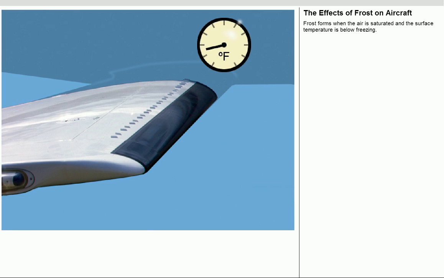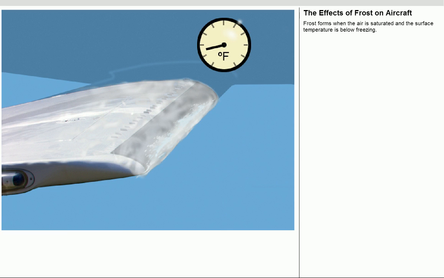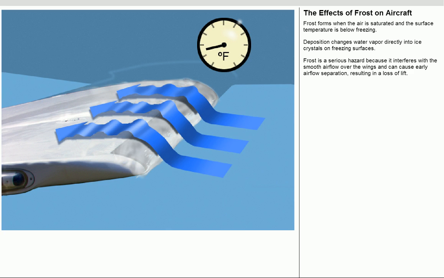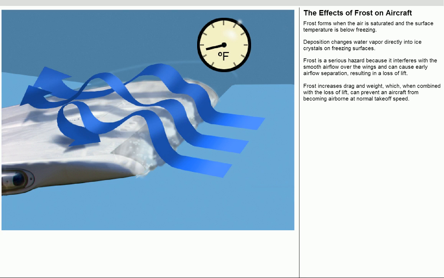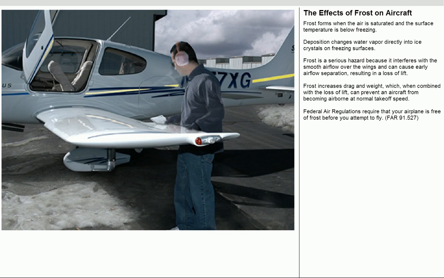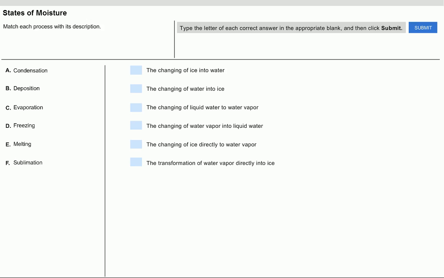Like dew, frost forms on still nights directly on surface features or objects. Frost forms instead of dew when the air is saturated and the surface temperature is below freezing. Frost forms when the process of deposition changes water vapor directly into ice crystals on freezing surfaces. Frost is a serious hazard because it interferes with the smooth airflow over the wings and can cause early airflow separation, resulting in a loss of lift. Frost also increases drag and weight, which, when combined with a loss of lift, can prevent an aircraft from becoming airborne at normal takeoff speed. Federal air regulations require that your airplane is free of frost before you attempt to fly.